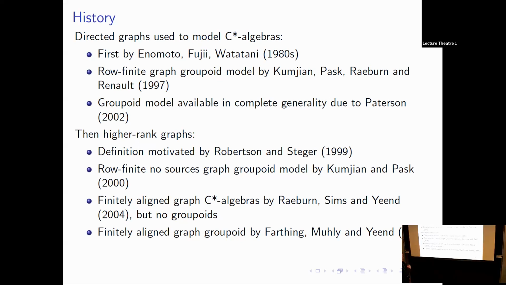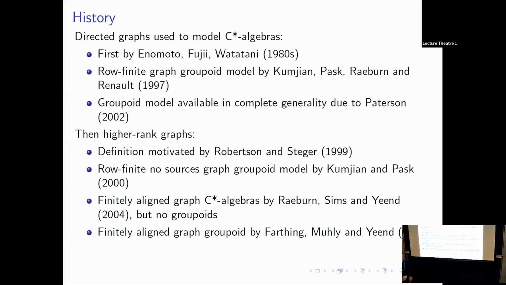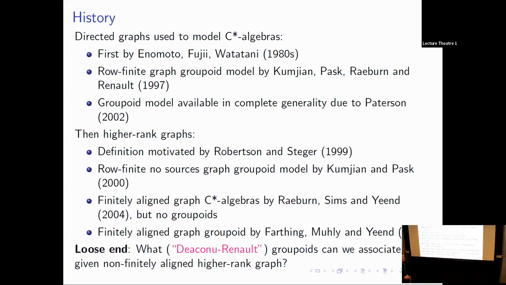So finitely aligned graph C-star algebras were attained by Raeburn, Sims, and Yeend in 2004, but there isn't a groupoid model in there yet. And then work by Farthing, Muhly, and Yeend a year later achieved this groupoid model for finitely aligned graphs. So 5 years later, we've got this graph groupoid model, but it's for the finitely aligned case. So the finiteness condition is still there, and you might look at this as a loose end to some degree.